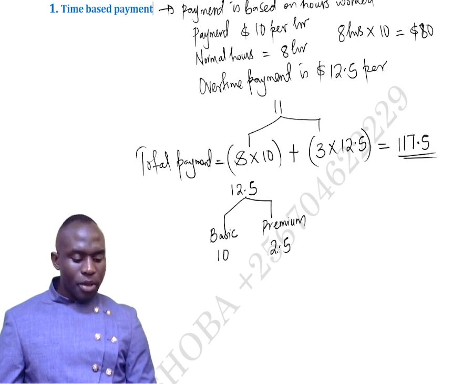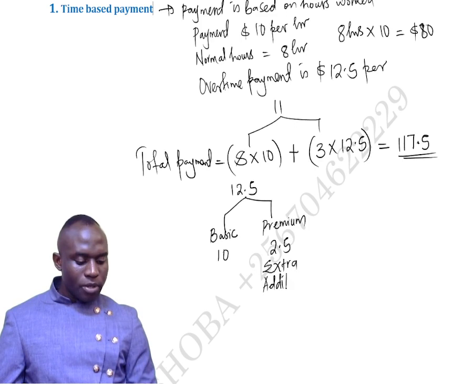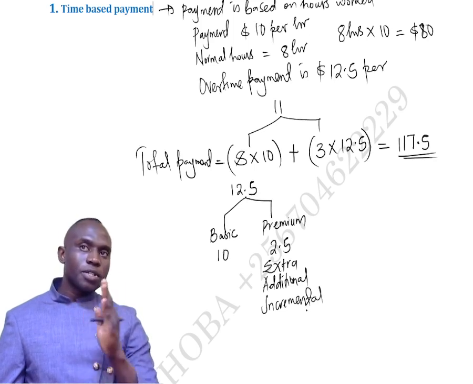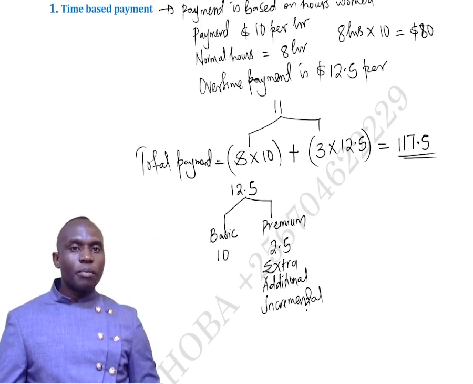So what is a premium? Premium is just the extra payment above the normal payment, or we can call it the additional payment, or it can be called the incremental payment. So 2.5 is the increment. It is done to encourage people to work overtime. They are being paid $10 per hour, but if you work overtime for any extra hour, the payment is 12.5.